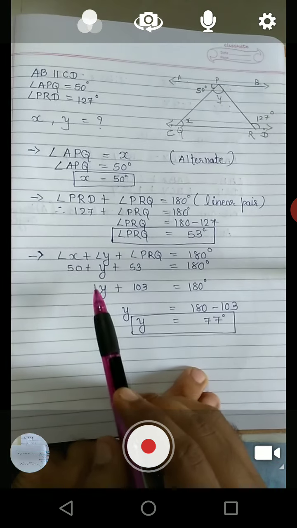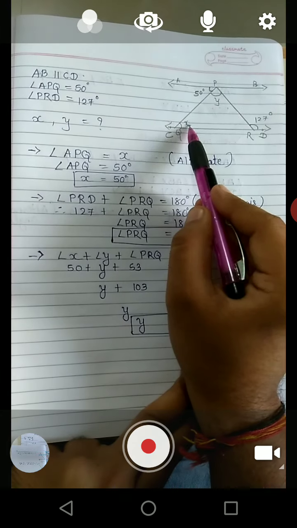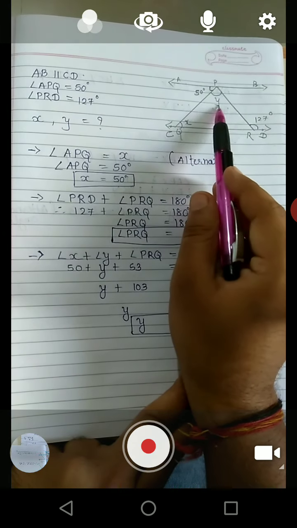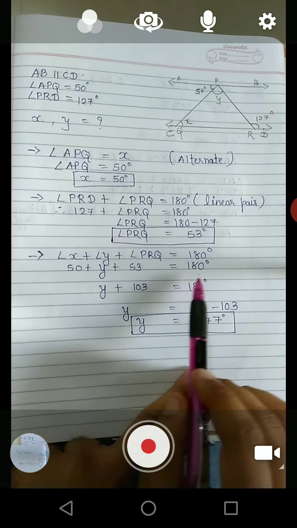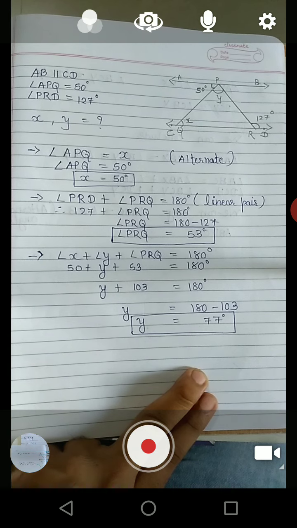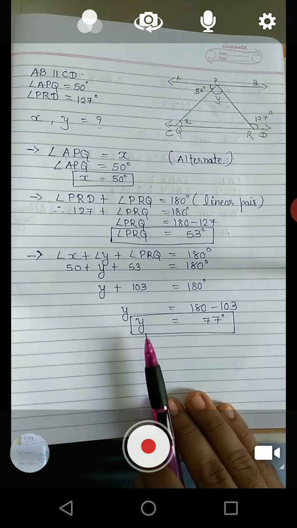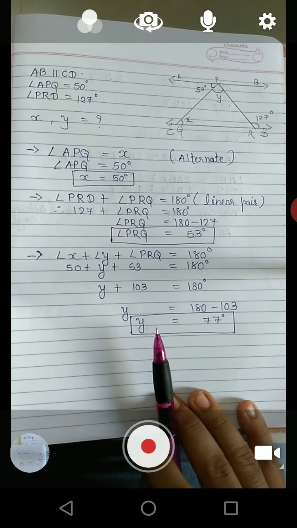Now we have the value of X and PRQ, both values we have, so we can get the value of Y. Yes. So the addition of all three angles is equal to 180 degrees. So from this we will get the value of Y is equal to 77 degrees. Very easy sums. You just use your basic logic, and you will get the answers to these questions.